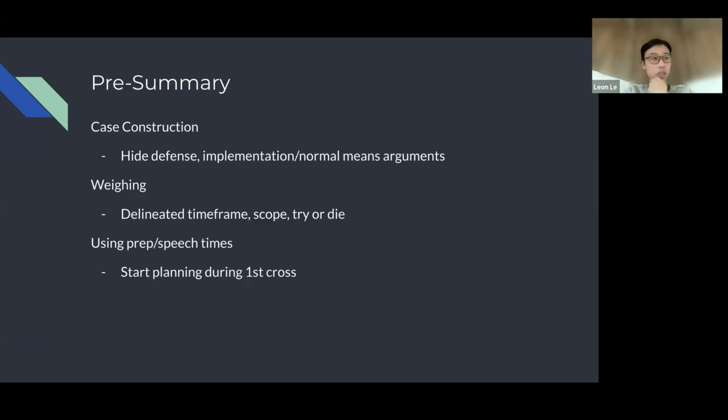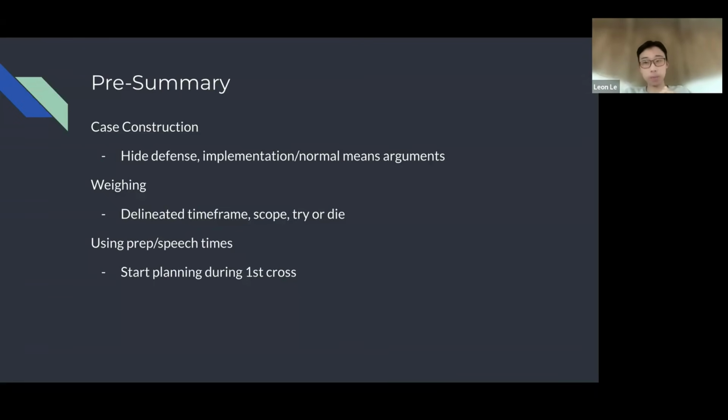Since we read these arguments in case, we didn't really have to bring them up in rebuttal, and summary was the first time they were brought up. But by that point it's already very late for them and super hard for them to still answer. That's why I think having a good case and hiding arguments that can also take out your opponent's arguments is super key, starting from constructive.